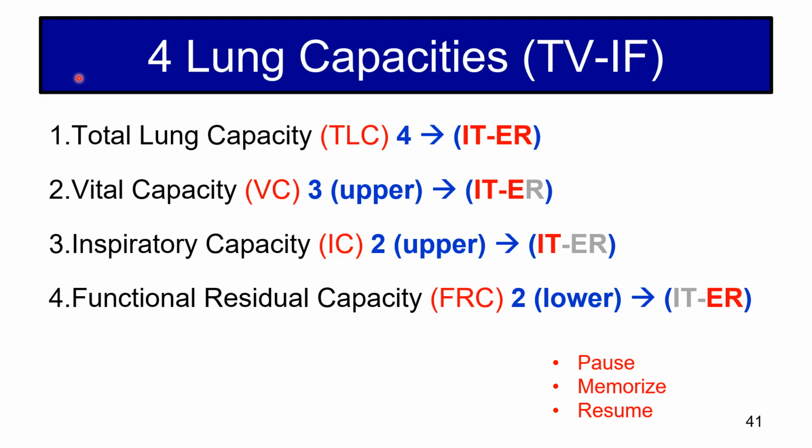So there are four lung capacities. The mnemonic is TVIF. The total lung capacity, which is composed of the four lung volumes, which is I, T, E, and R. Then you have your vital capacity, which is composed of your three upper lung volumes, which is I, T, and E. Then you have your inspiratory capacity, or IC, which is composed of your two upper, which is I and T. And you have your functional residual capacity, or your FRC, which is composed of your two lower, which is E and R. So again, I'd like you to pause, memorize, then resume.